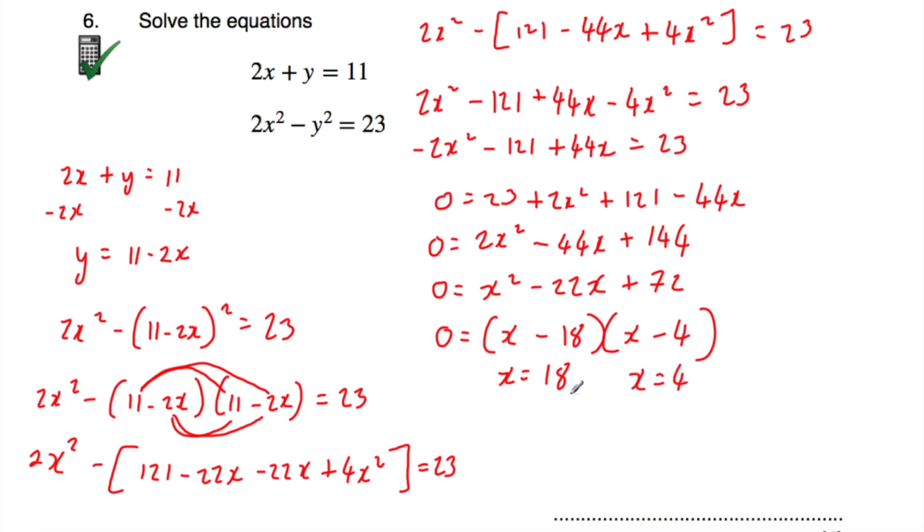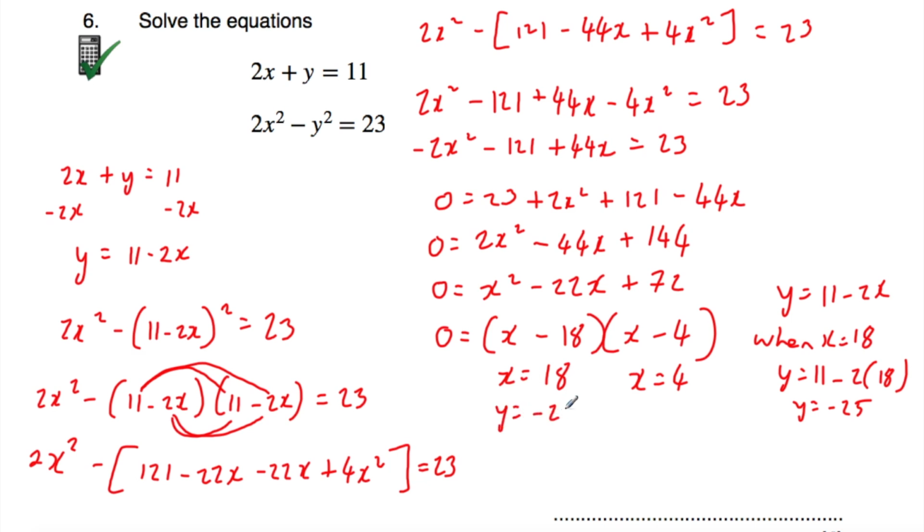So there are two values of x. Now let's find our values of y. We have y was equal to 11 subtract 2x. So when x is equal to 18, y is equal to 11 subtract 2 times 18, and it's a calculator paper, so you can work that out on your calculator, and you'll get the answer to be minus 25. So y equals minus 25. So when x is equal to 18, y is equal to minus 25.